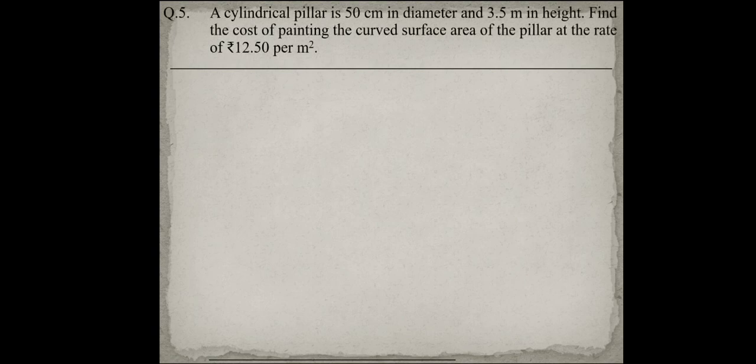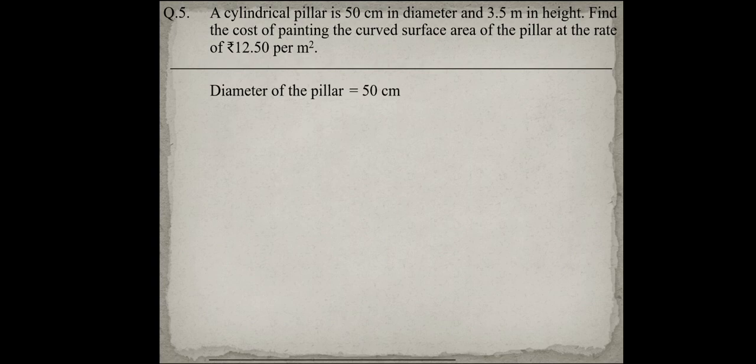Now in question number 5, a cylindrical pillar is 50 centimeter in diameter and 3.5 meter in height. Again here units are different. So once you need to convert the units into the same, either centimeter into meter or meter into centimeter. Find the cost of painting the curved surface area of the pillar at the rate of rupee 12.50 per meter square.